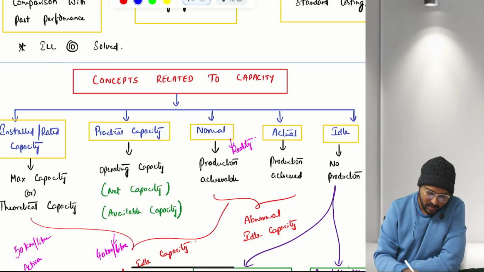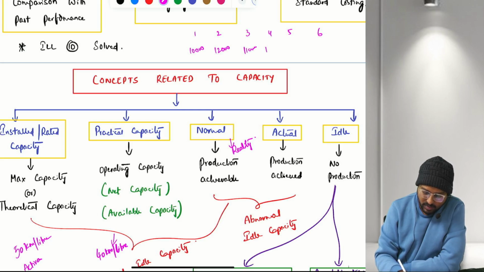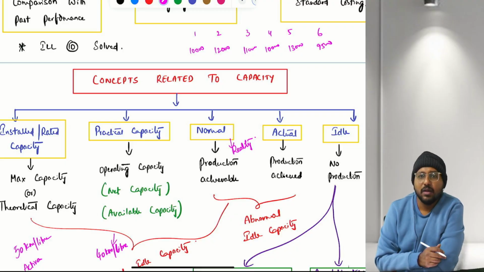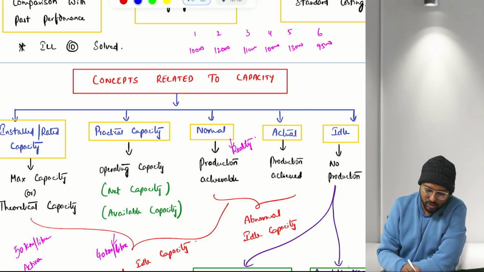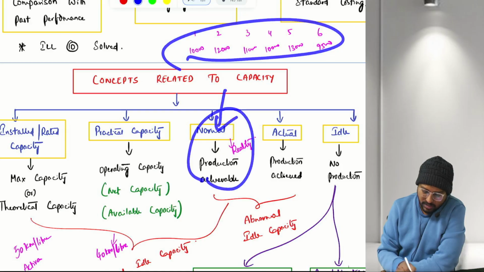Let's say I'll put some numbers over here, then I'll erase them. First month, second month, third, fourth, fifth, sixth month. Let's say 10,000 units in the first month, 12,000 in the second, 11,000 in the third, fourth again 10,000, fifth 13,000, sixth 9,500. You take the average of it, and you'll get normal capacity, which is production achievable.